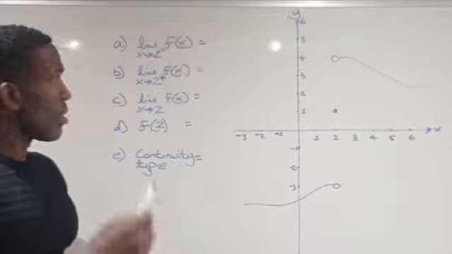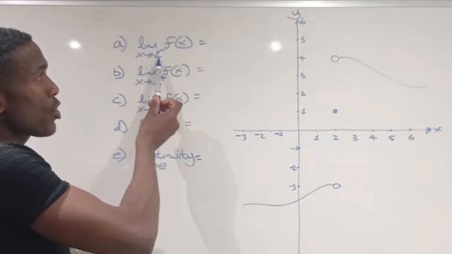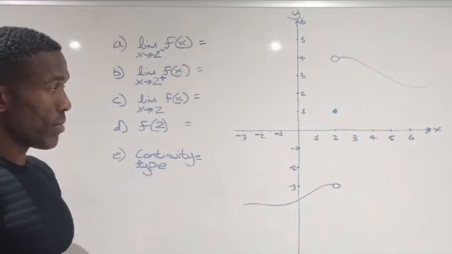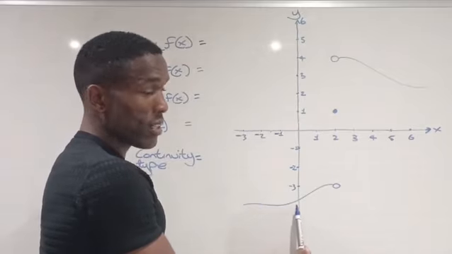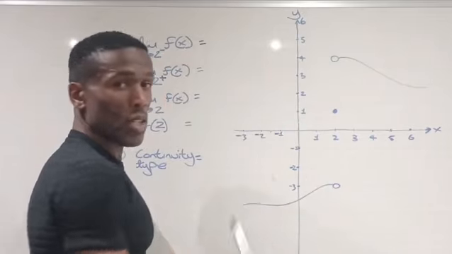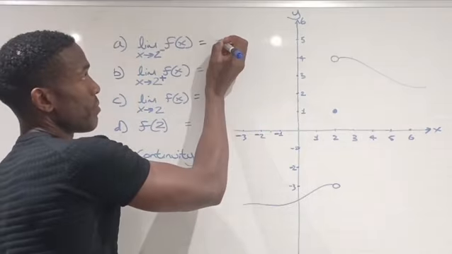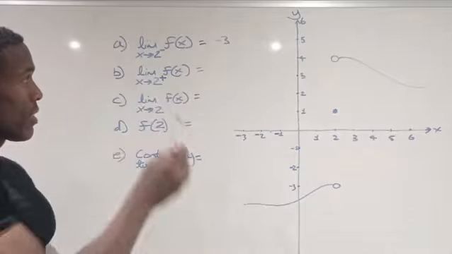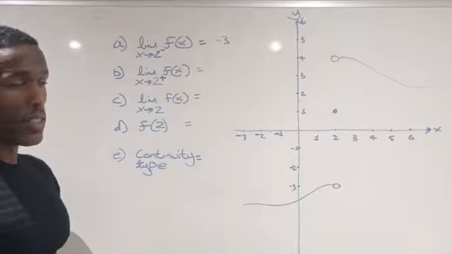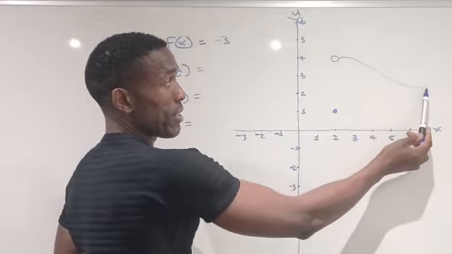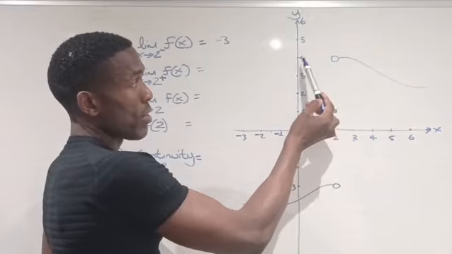In this example, we're asked, what's the limit of the function as x approaches 2 from the left-hand side? So, as we've been doing before, we're tracing through from the left-hand side until x equals 2, and we'll see the corresponding y value is minus 3. Again, what's the limit of the function as x approaches 2 from the right-hand side? Trace from the right-hand side until x equals 2, and we'll see the value is 4.